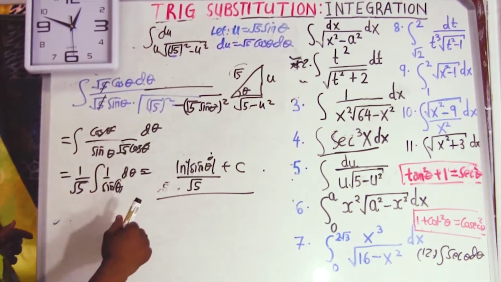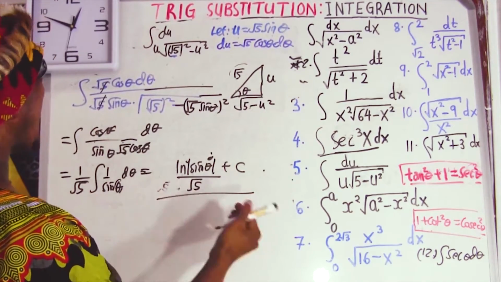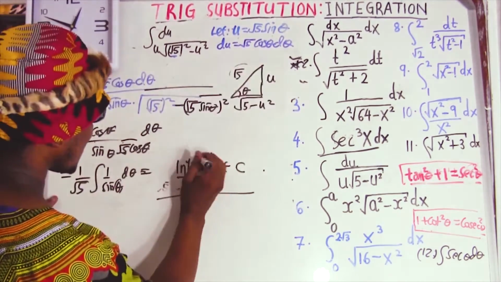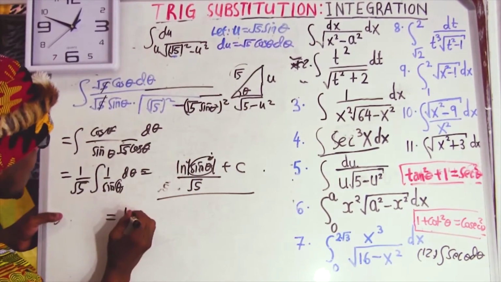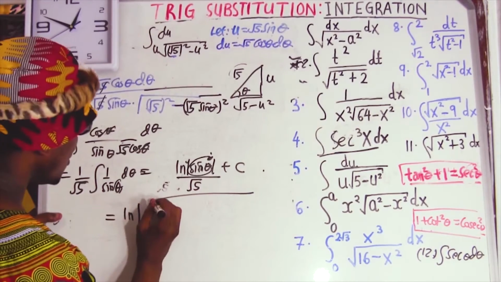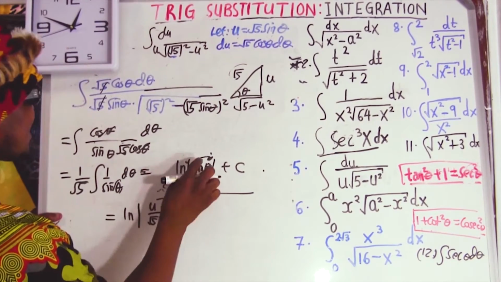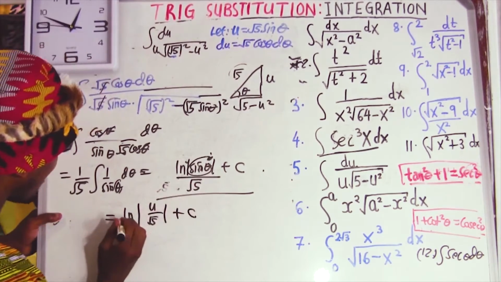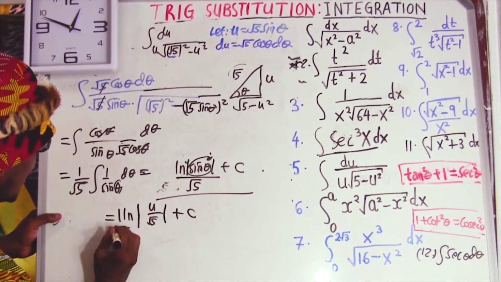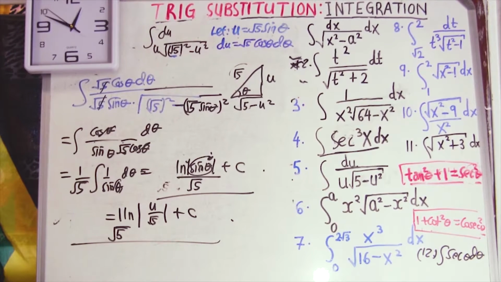So there was no need for me to do this, because I know sine of theta equals u over the square root of 5. So this, let me say, ln absolute value of u over the square root of 5. This is sine of theta, and then we're going to add c, but all this stuff is 1 over the square root of 5. So this is going to be my final answer.